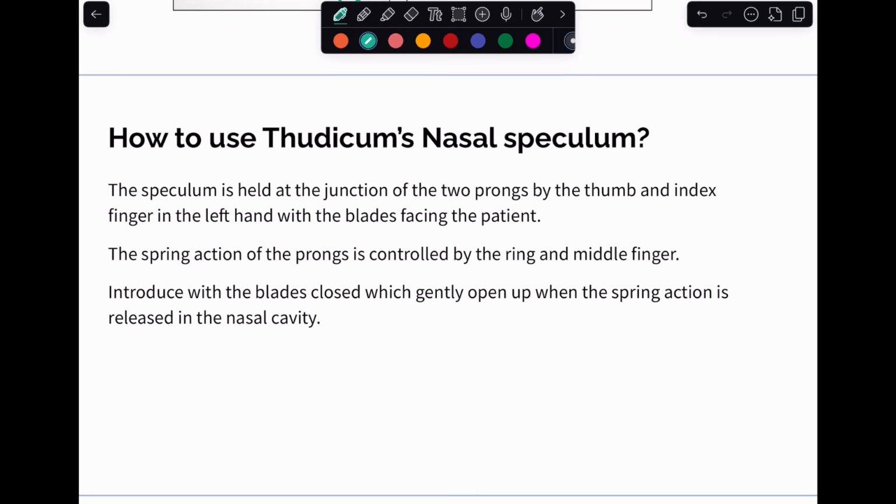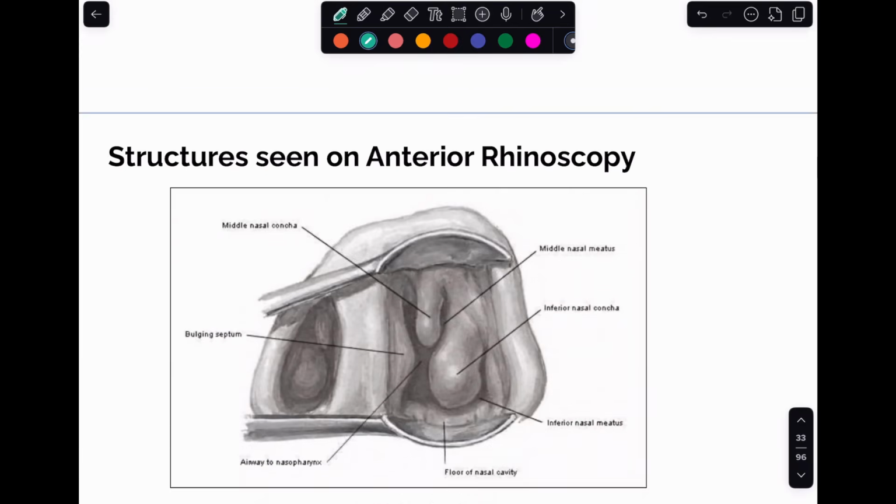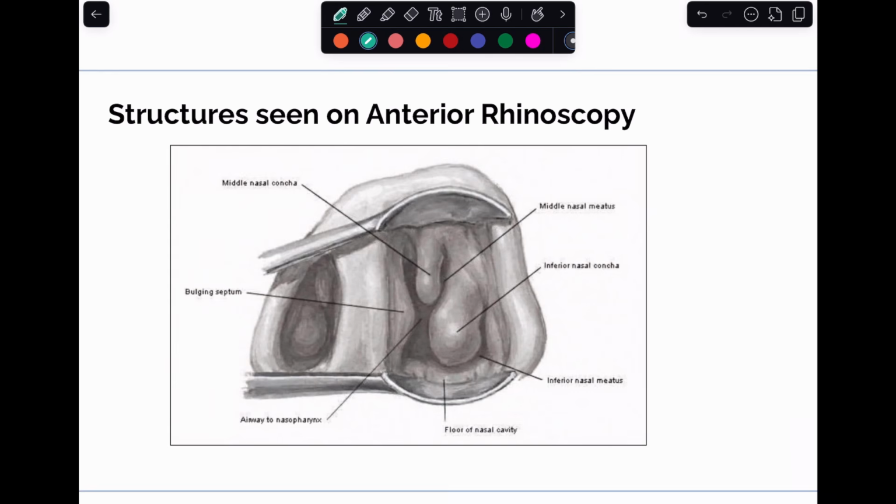Next, with the help of Thudicum's nasal speculum, we are performing anterior rhinoscopy. So that brings us to the next question, which is what are the different structures that you will be seeing on anterior rhinoscopy? This is the view that you will be seeing when you do anterior rhinoscopy. The first thing that you will be looking at is the nasal mucosa of the patient. Next, we'll look at the floor of the nasal cavity.